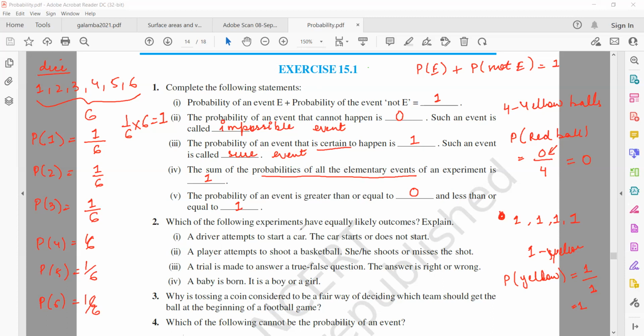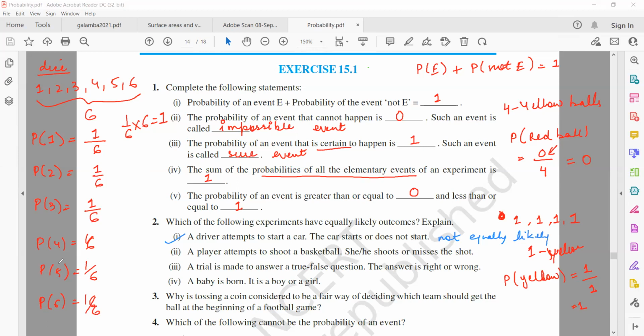Second, which of the following experiments have equally likely outcome? Explain. First, the same example which I gave you, a driver attempts to start a car, the car starts or does not start. Okay, so this is not equally likely. What is the reason you will write? It is dependent on the condition of the car. Exactly. It can be an old car, it can be a new car, or it can be a car which is already defective. So there are greater chances that it will not start.